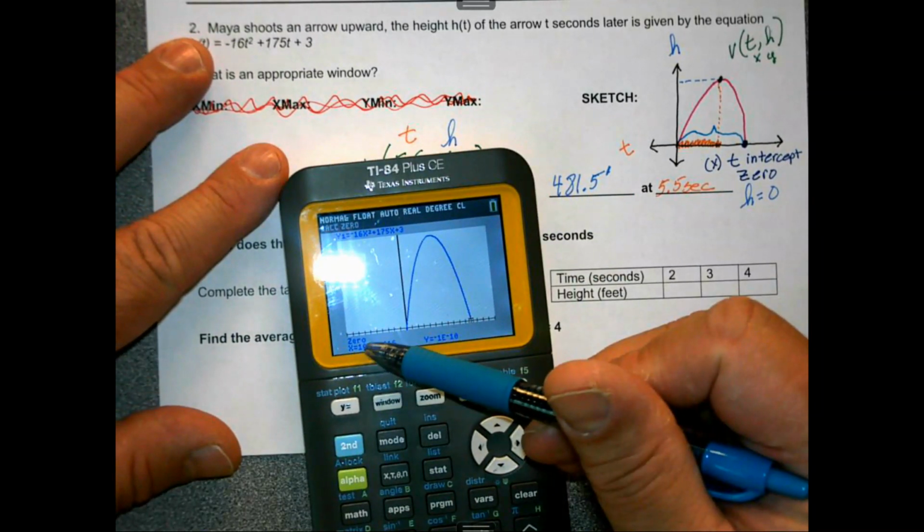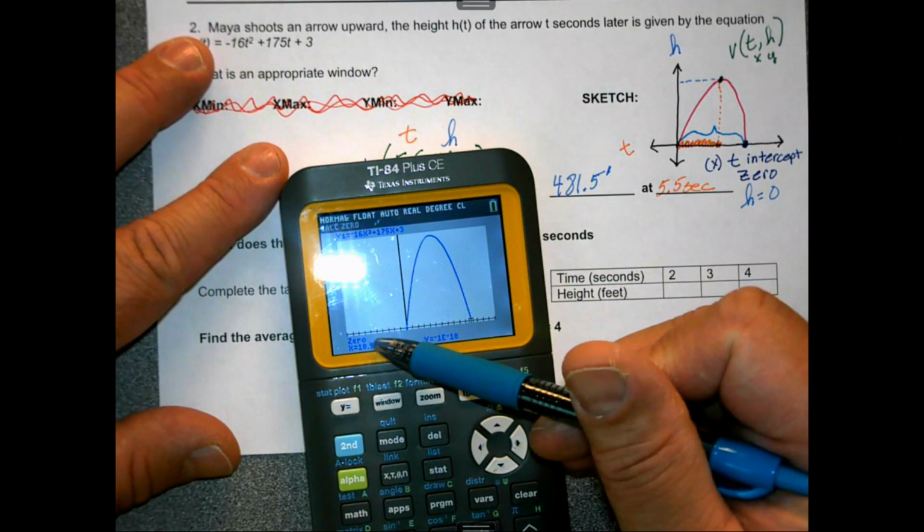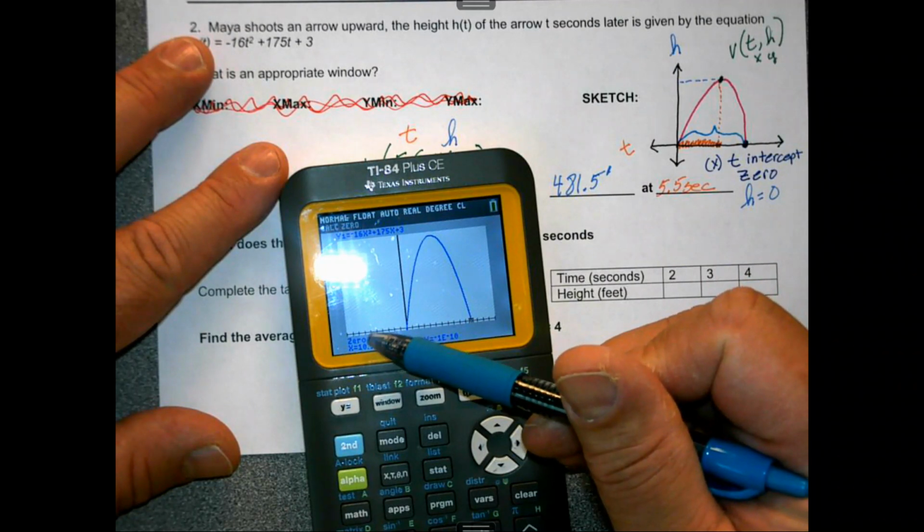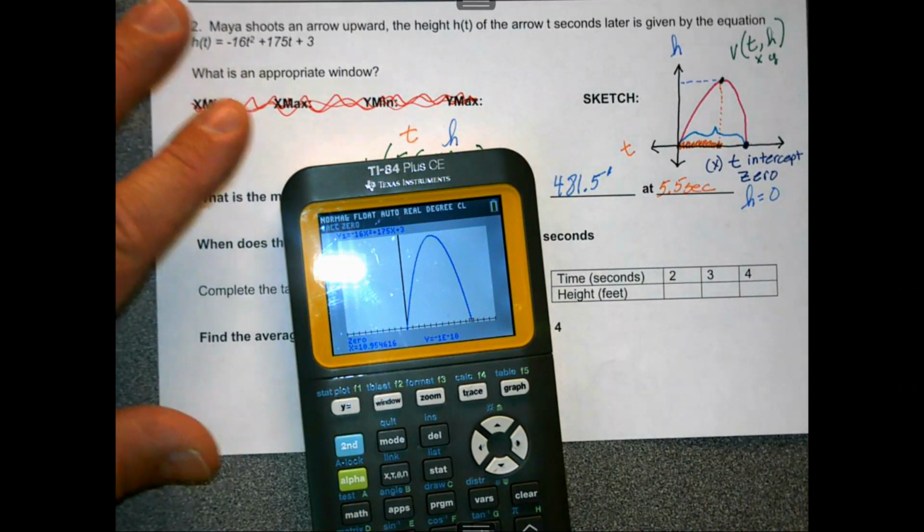My x-intercept then is at 10.95. If I want to round this, round up to 5 to the 9. So I'm going to call it 11 seconds.